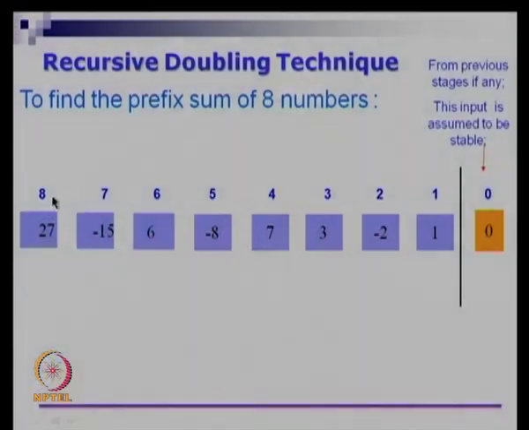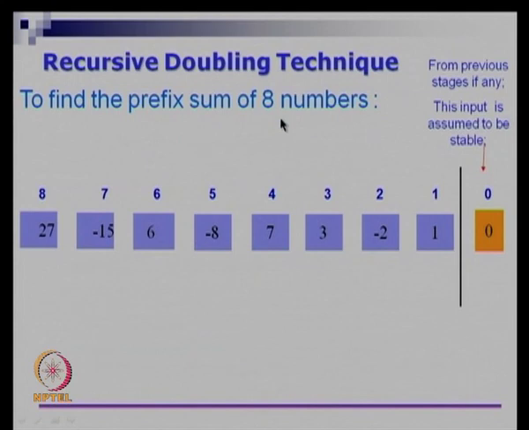Let us say I have 8 numbers, and let us say we are going to do this in software. I have an array of size 9, with numbers from location a of 8 to a of 1, and let us say I have stored 0 in a of 0. So I have an array of 9 numbers, locations 0 to 8, with specific values in it. The problem definition is to find the prefix sum of 8 numbers.